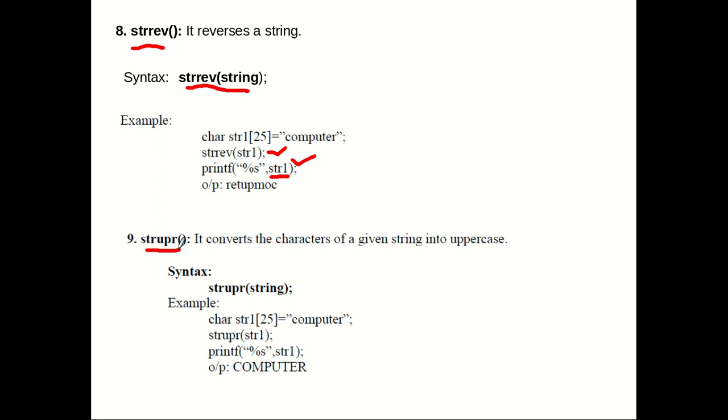Next, the strupr function converts the characters of a given string into uppercase. We have to call it in this manner, strupr, and pass the string. Here this is our string, initialized with the value computer. We are calling strupr and passing the string variable. Finally, we are displaying the content of str1. Initially it had lowercase letters. After the strupr function is executed, all the characters are converted into capital letters.